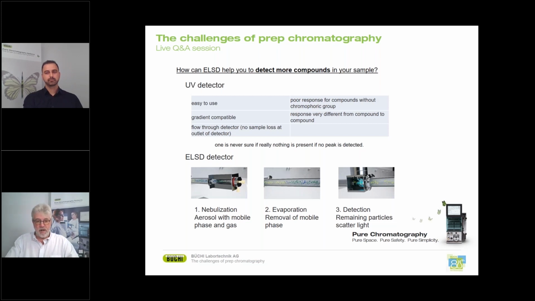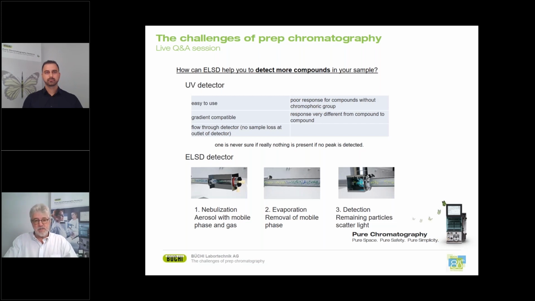The next phase right behind that nebulizer is an evaporation step, where the mobile phase is evaporated throughout that heated tube, if you want. So at the end of that tube, only the non-volatile particles remain, and all the solvent is evaporated away.